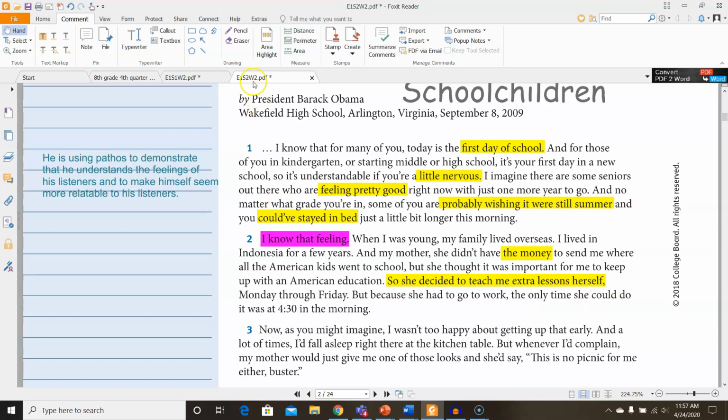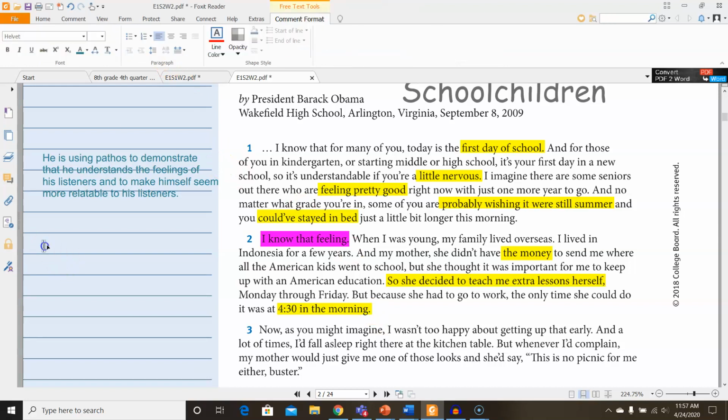But she had to go to work, so they had to do it at 4:30 in the morning, which you can kind of imagine his feelings like, oh, I can't believe I have to wake up at 4:30 in the morning. Like, we all hate waking up early in order to do something that is not even our regular schoolwork, but extra on top of our schoolwork. So he's showing that he understands how you're feeling.